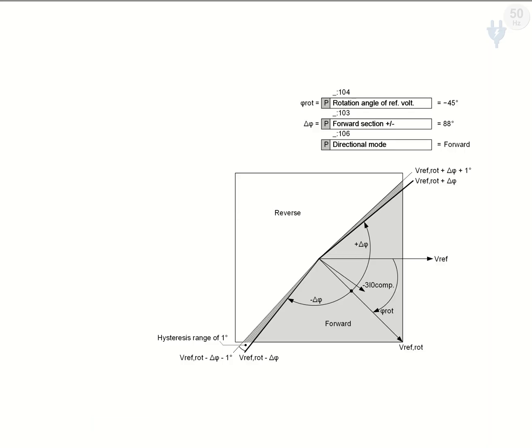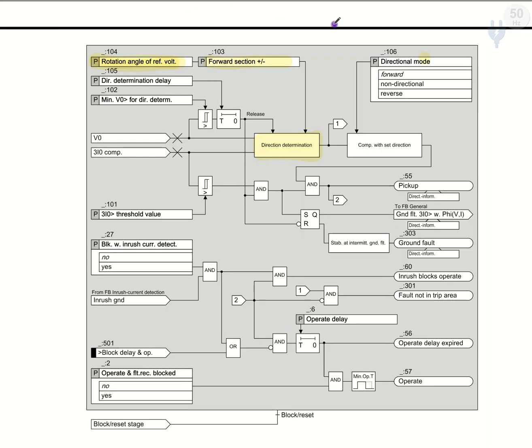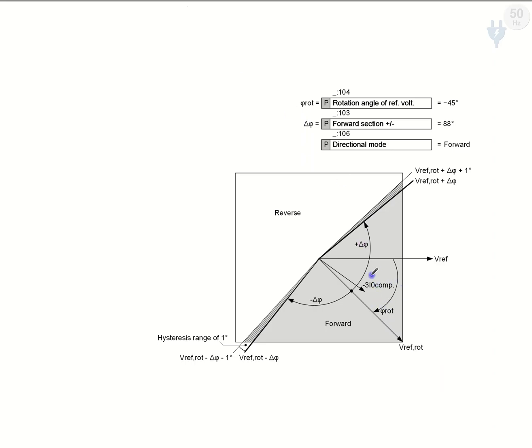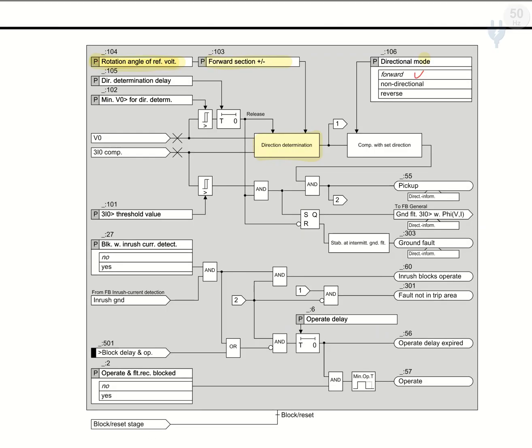If we select our direction as forward during the programming, then if the fault current is in this area, in these directions, the system will trip and pick up, because we selected the forward direction for pickups.